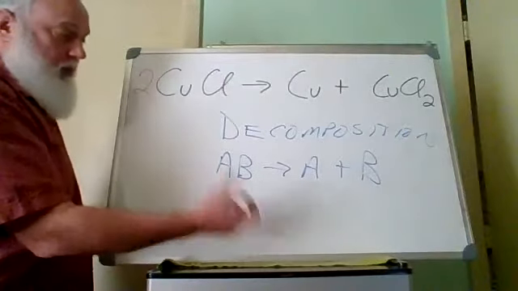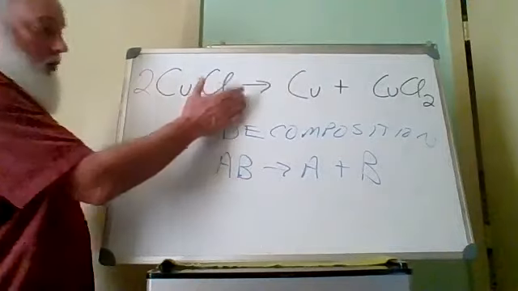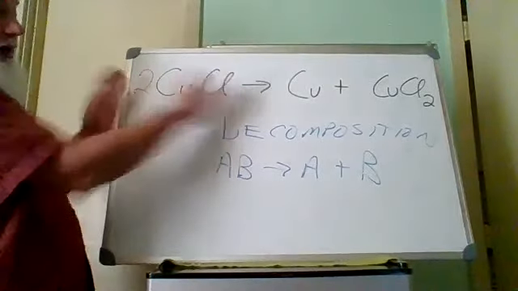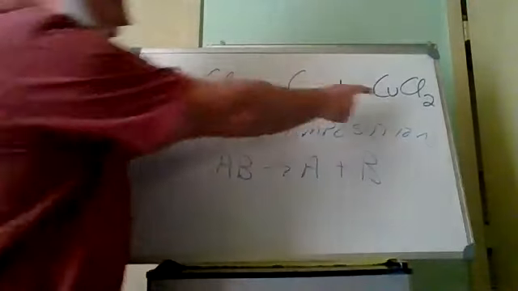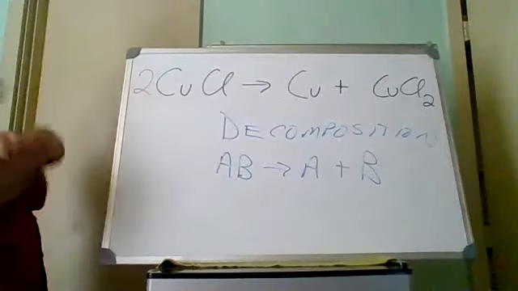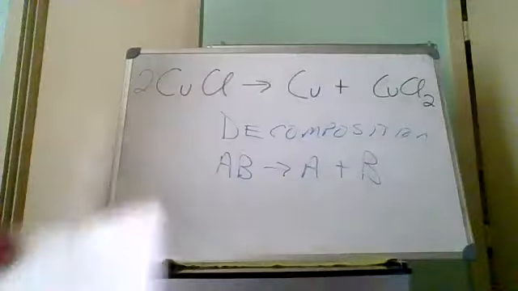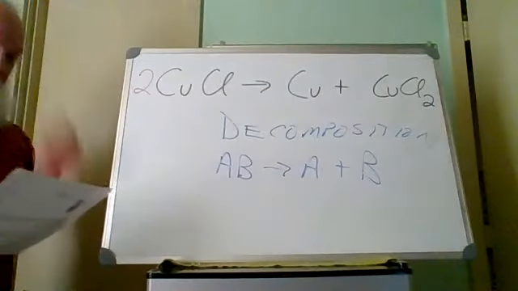Synthesis has 1 product. A decomposition reaction has 1 reactant. Remember, it's been a while. The reactants are on the left side of the reaction arrow. The products are on the right side. So 1 reactant for a decomposition, 1 product for a synthesis reaction. Again, they're the opposite of each other.